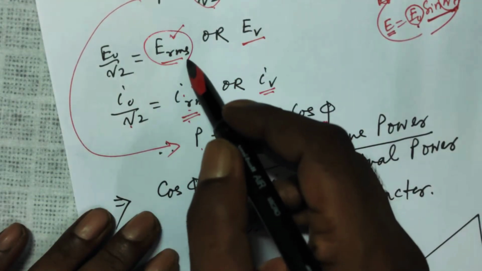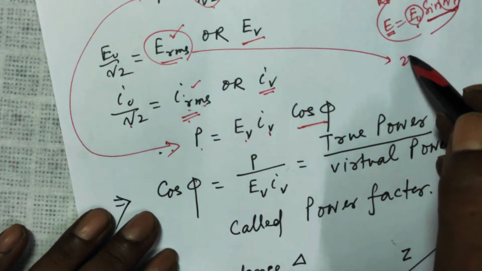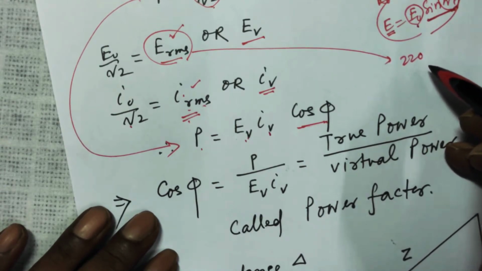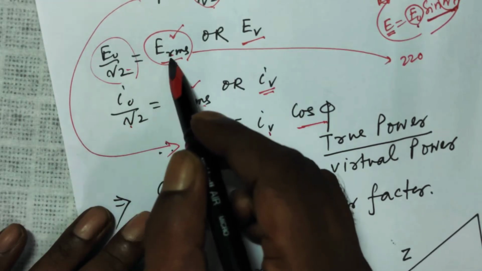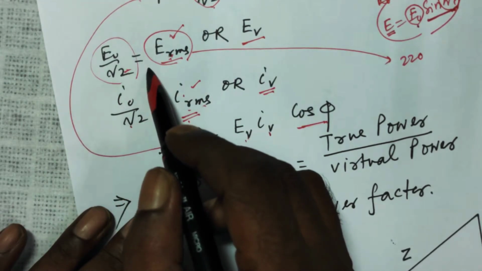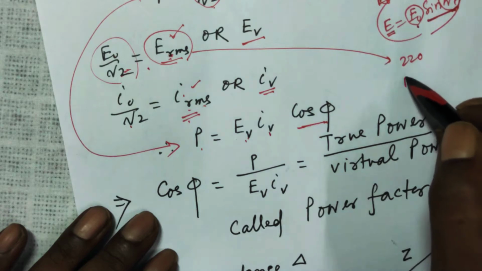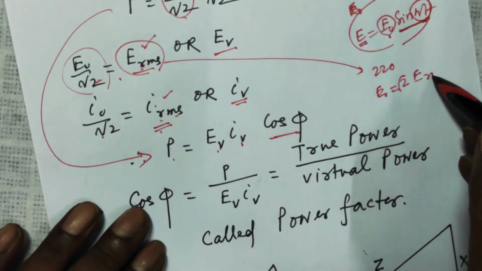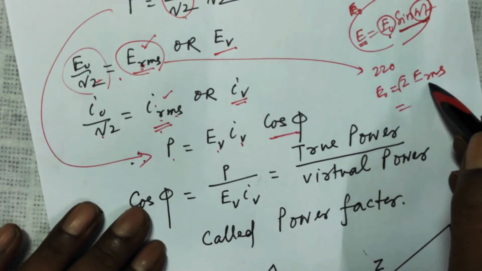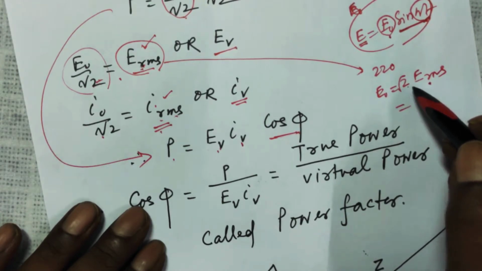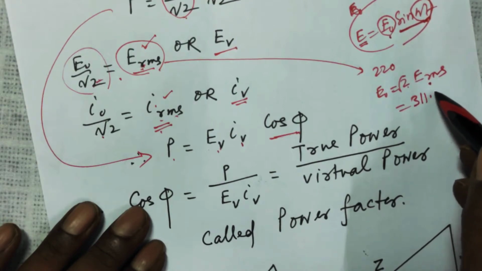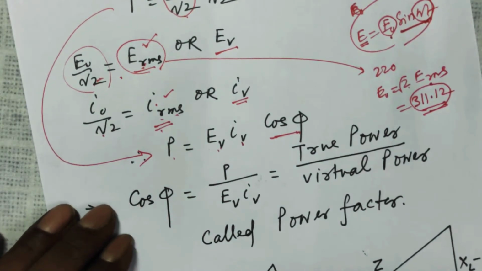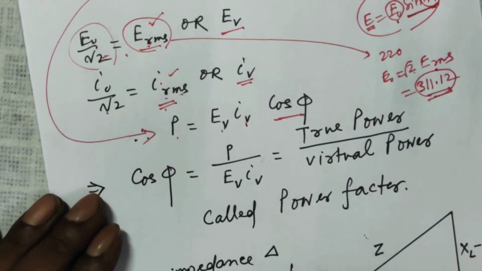This ERMS called the virtual, for India it is 220 volt. So if you cross multiply these two, E naught will be root 2 times ERMS, and ERMS is 220 volt. 220 into root 2 comes out to be 311.12, something like this. This is the peak value of alternating voltage that we get in our household.